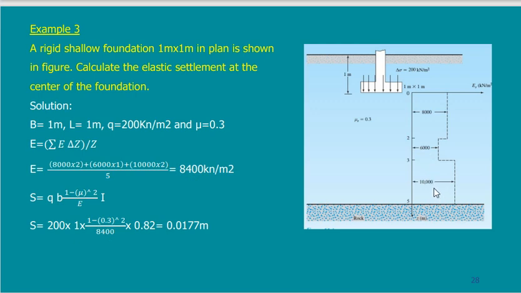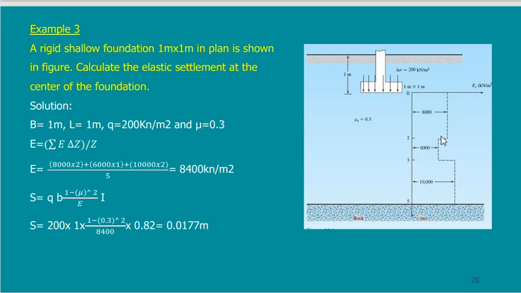Of course, there was another approach. Instead of using an average value of E, assume that this is one layer, and this is another layer, and this is another layer, and calculate the settlement for each layer alone. Take this layer, and the stress on it is this value. This stress over this thickness, calculate the settlement that will happen.